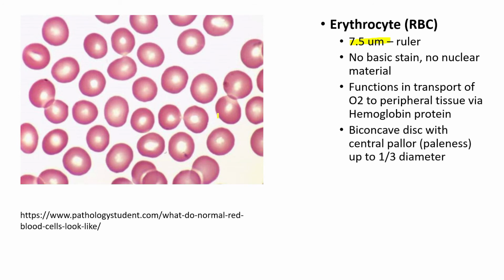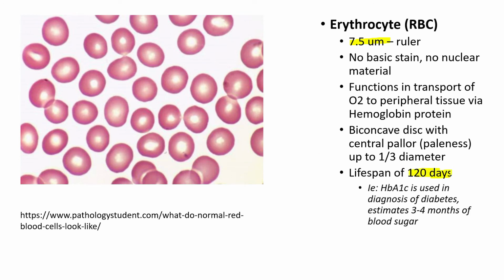And these function in the transport of oxygen to peripheral tissues via the hemoglobin protein. We can appreciate a biconcave disc with central pallor, so paleness in the middle, which is up to 1/3 of the diameter of the entire erythrocyte. And so sometimes you'll have red blood cells that have no paleness in the center, and that can be a sign of disease. Erythrocytes also have a lifespan of 120 days.